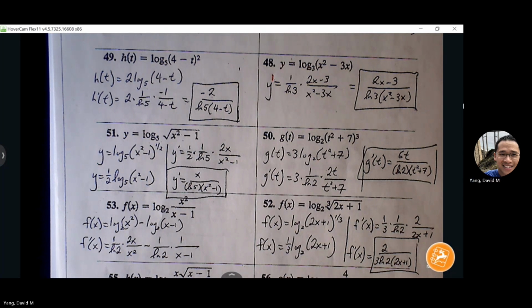What would you just do with that? So I would continue splitting up. So I can use product property. Log of A times B is log of A plus log of B.